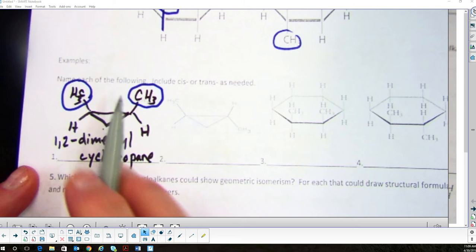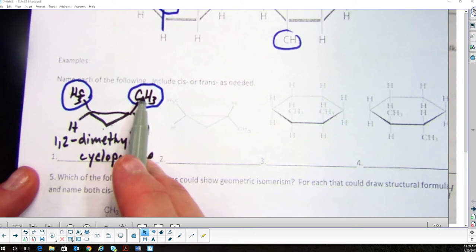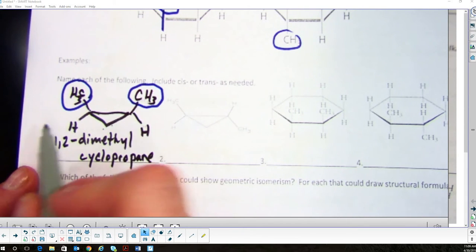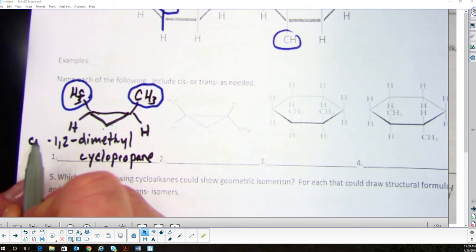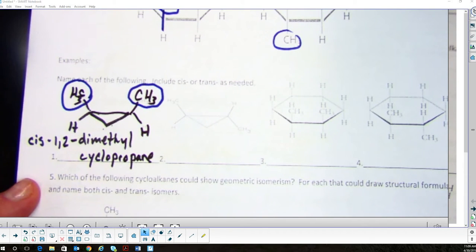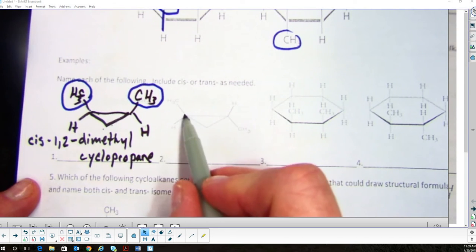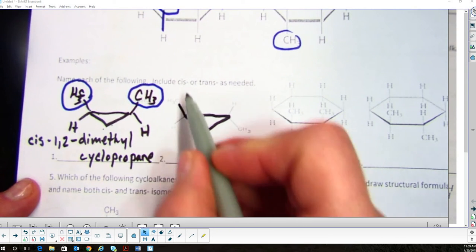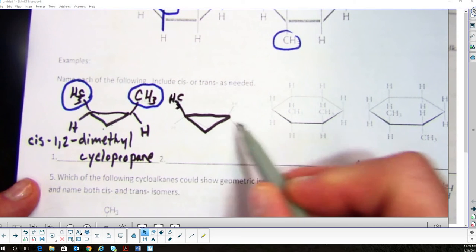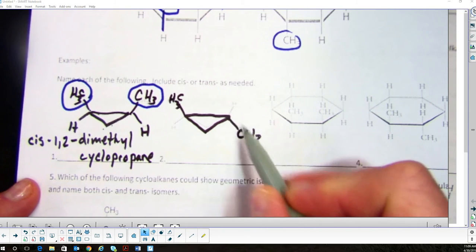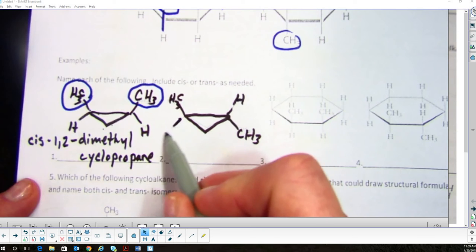Now, these are both on the same side, so you guys were trying to give that to me at the first. That cis goes in front. Since it's letters, then we put a hyphen between it. Okay? So let's look at this next one. What do you think it's going to be named? It has the CH3 up here and the CH3 down here with hydrogen coming up and hydrogen going down.